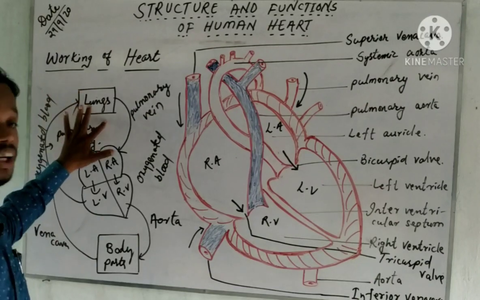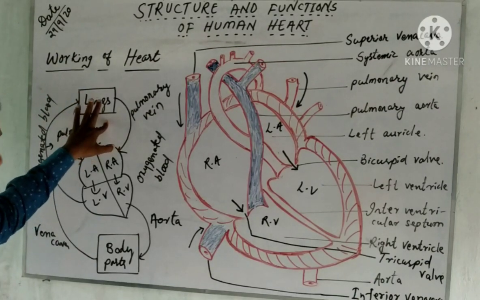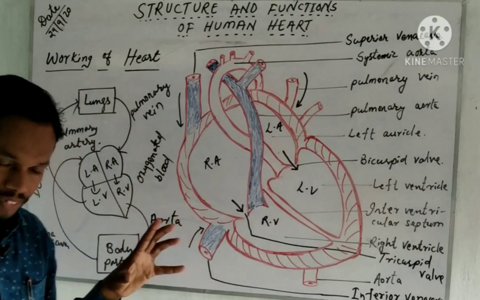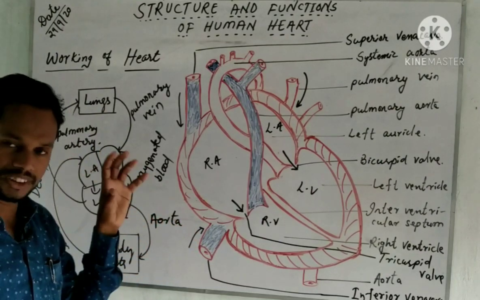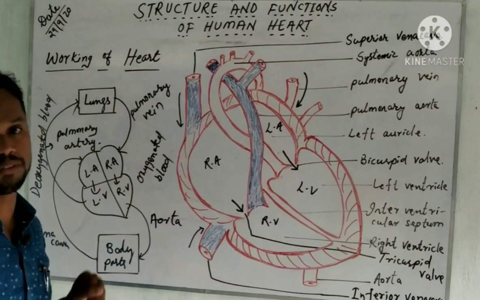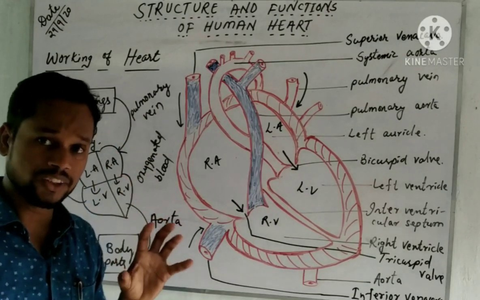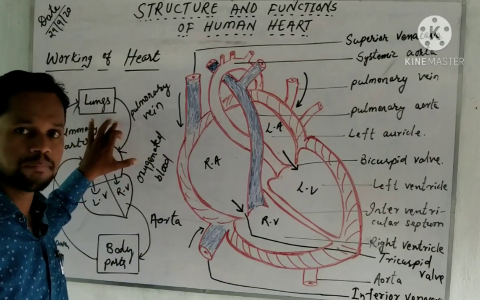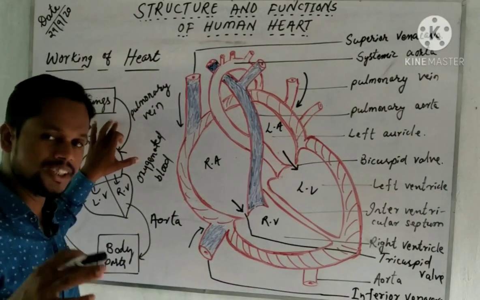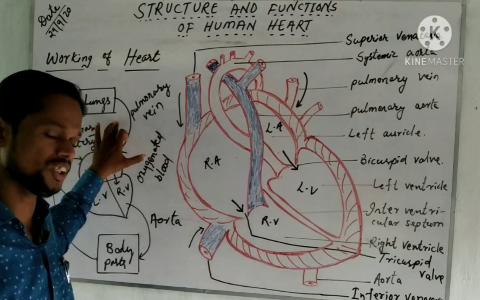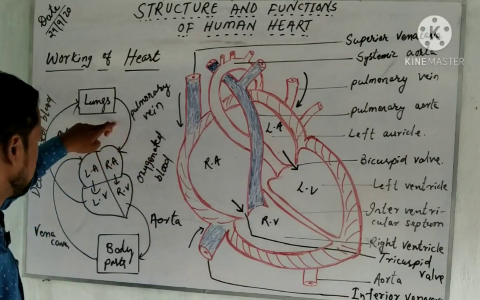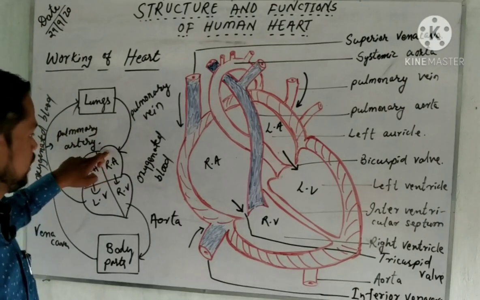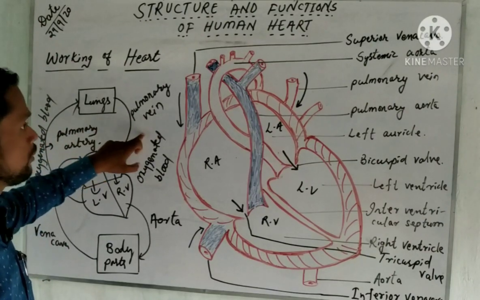Let's start from the lungs. In respiration, blood is purified, which means oxygen is supplied to the blood. When blood contains oxygen, that is called oxygenated blood. That oxygenated blood will be supplied to the right auricle by the help of the pulmonary vein.